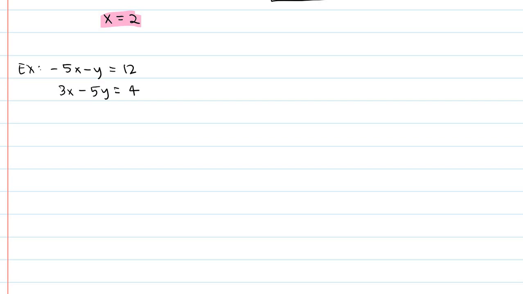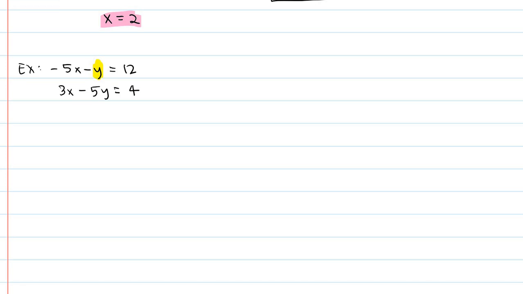So the first thing that I need to do in order to solve this is I need to isolate either x or y in either equation. As I look at the first equation, there is a y all by itself here, meaning it has a coefficient of 1. So that's going to be the easiest thing for me to isolate.